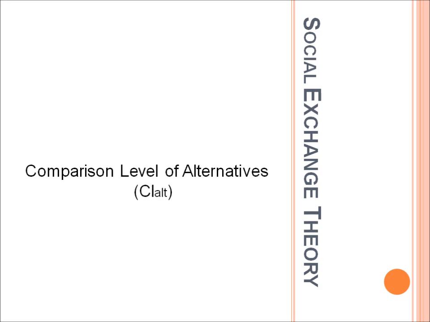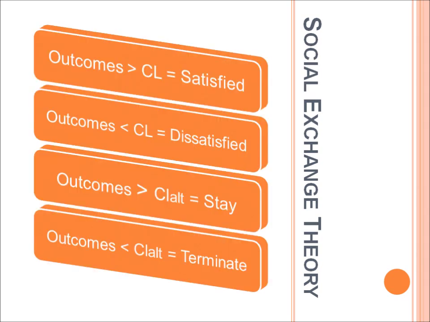Social exchange theory takes into account that simply measuring one's level of satisfaction is not enough to determine whether a relationship will continue or not. Even if someone is satisfied with their current relationship, if the alternatives are even better, they may choose to terminate their current relationship. The following predictions are made by SET.